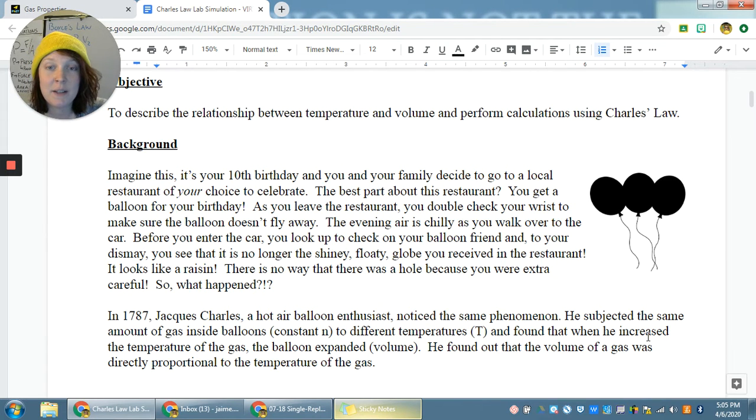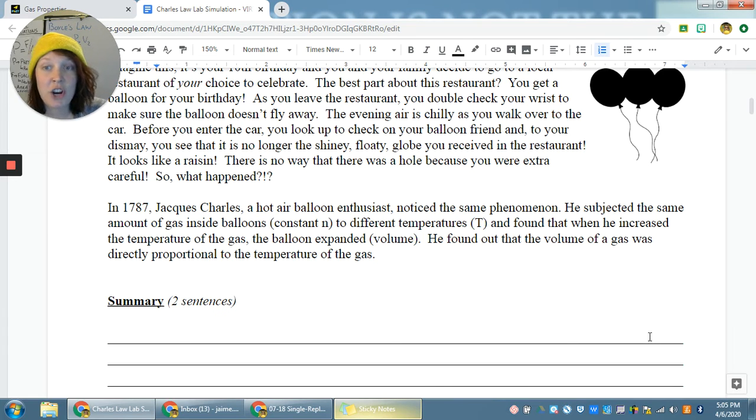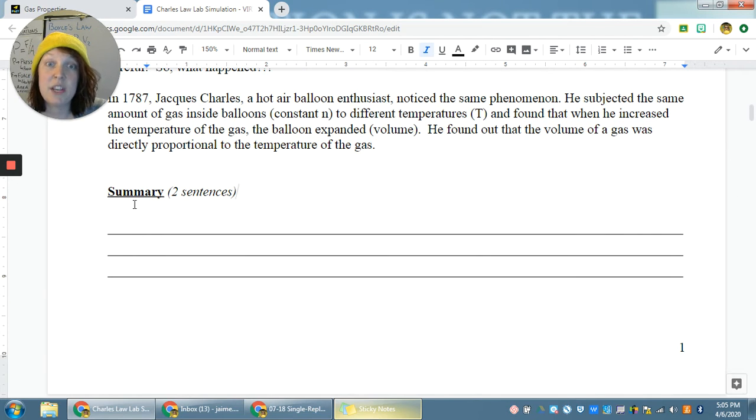So what happened? In 1787, Jacques Charles, a hot air balloon enthusiast, noticed the same exact phenomenon. He subjected the same amount of gas inside balloons, constant n, to different temperatures, T, and found that when he increased the temperature of the gas, the balloon expanded, V, volume. He found out that the volume of a gas was directly proportional to the temperature of a gas. This is a very important final statement. Then you'll write your summary, 2 sentences. Remember, that is for you, not for your teachers. That's for your notes.